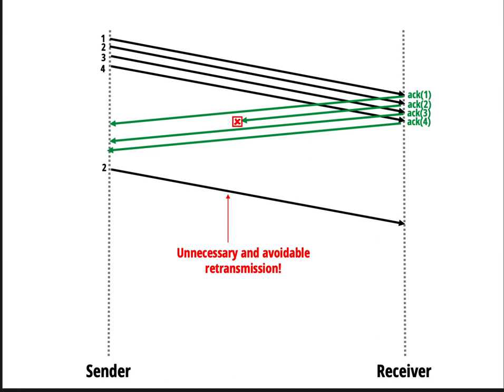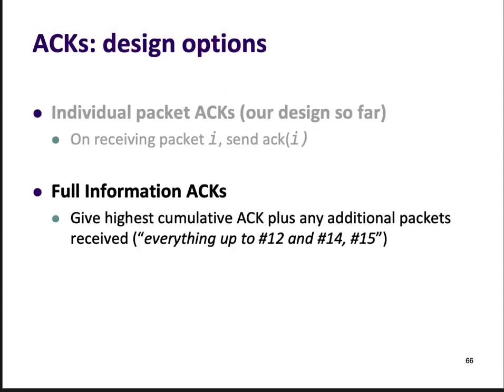I'm going to take that and flip it around. You're getting there. What you could do is something we call a full information ACK, which is when I send an ACK, I tell the sender all the packets I have received so far. Because why should I only tell you about one packet? I can tell you about all the packets I've gotten so far.